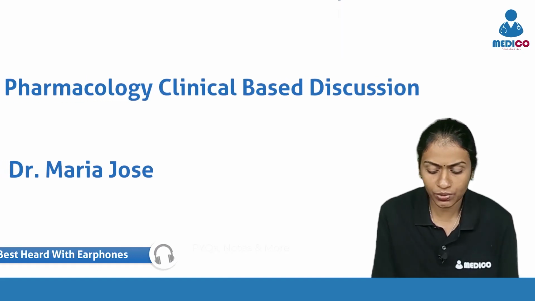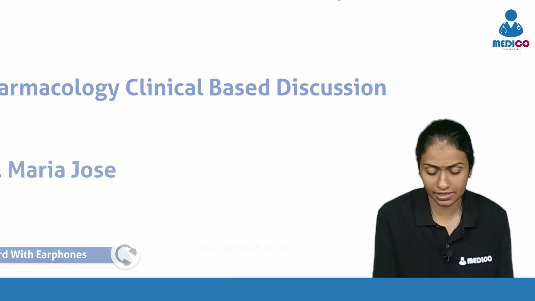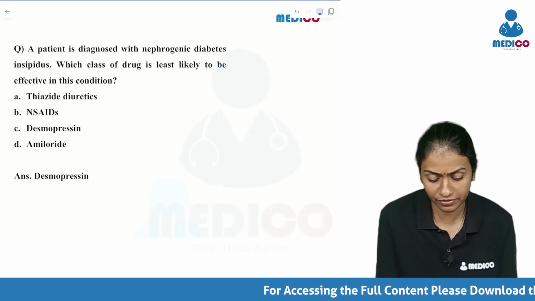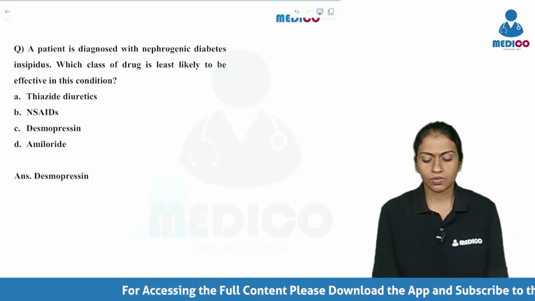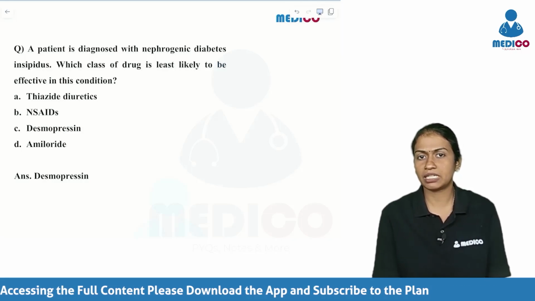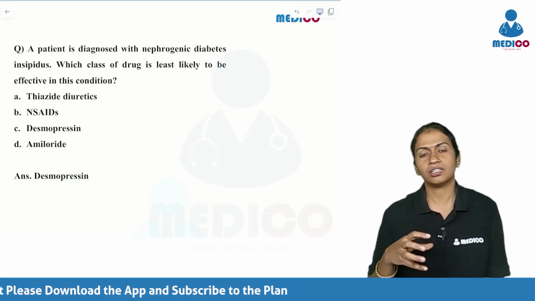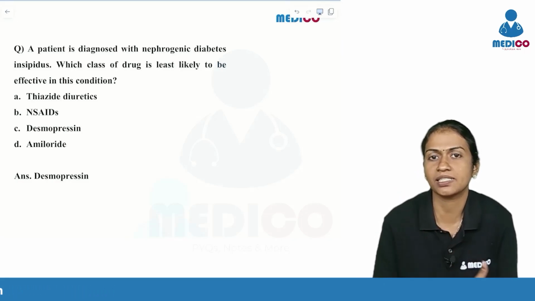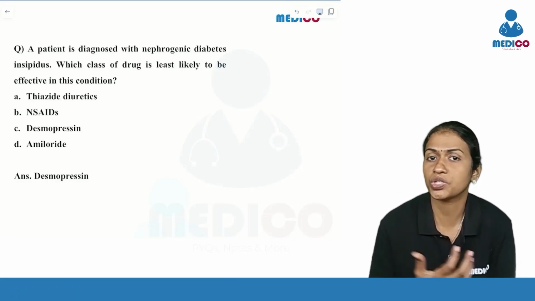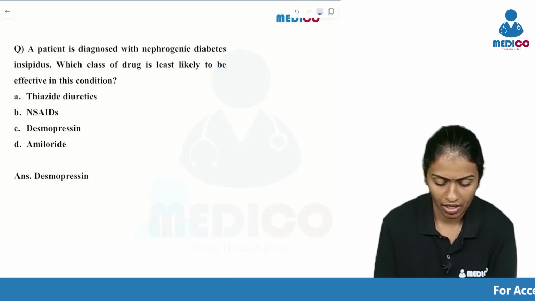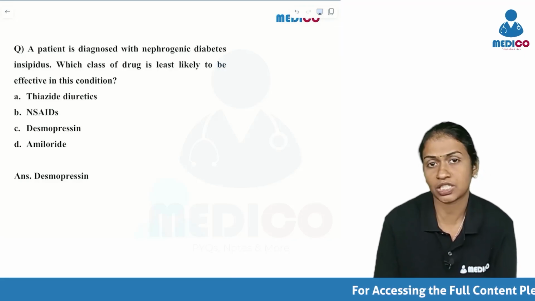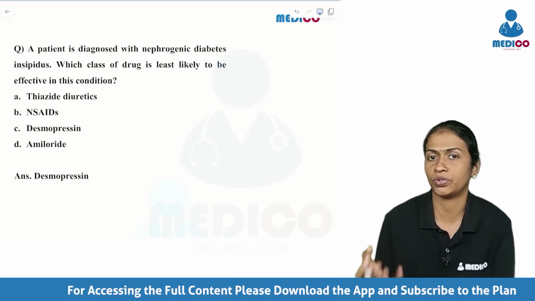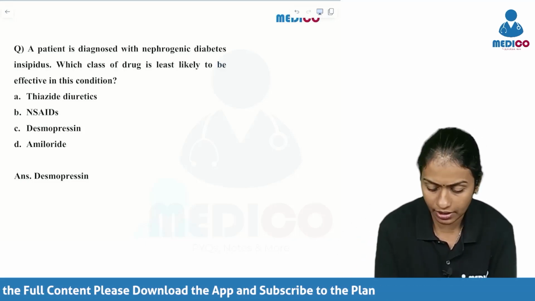A patient is diagnosed with nephrogenic diabetes insipidus. Which class of drug is least likely to be effective in this condition? So, what is basically nephrogenic diabetes insipidus? Here, even when the ADH is synthesized or ADH is present in the body, the kidney is not responding to this ADH. So, in that case, desmopressin, which acts like an ADH analog, will not be of use when we give it in nephrogenic diabetes insipidus.